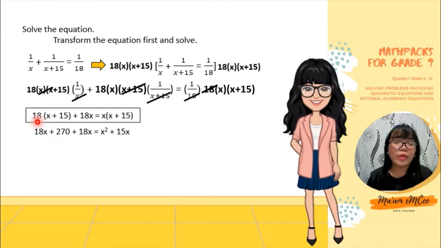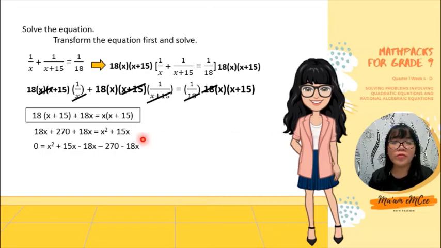So, we need to distribute 18 to x plus 15. So, 18 times x is equal to 18x. 18 times 15 is 270. We copy plus 18x. We distribute x to x plus 15. X times x is equal to x squared. X times 15 is 15x.